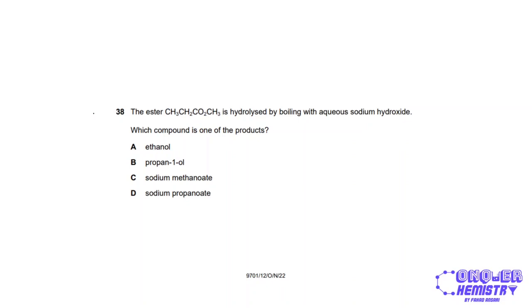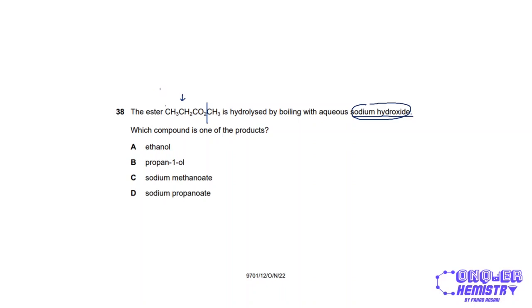All right, so we have an ester over here that is hydrolyzed by boiling with aqueous sodium hydroxide. So this is alkaline hydrolysis. Which compound is one of the products? So what we can do over here is we have the structural formula, and we can split it over here. So this part is going to be the acid part, and this actually ends up reacting with the excess sodium hydroxide. It's going to give you a salt.